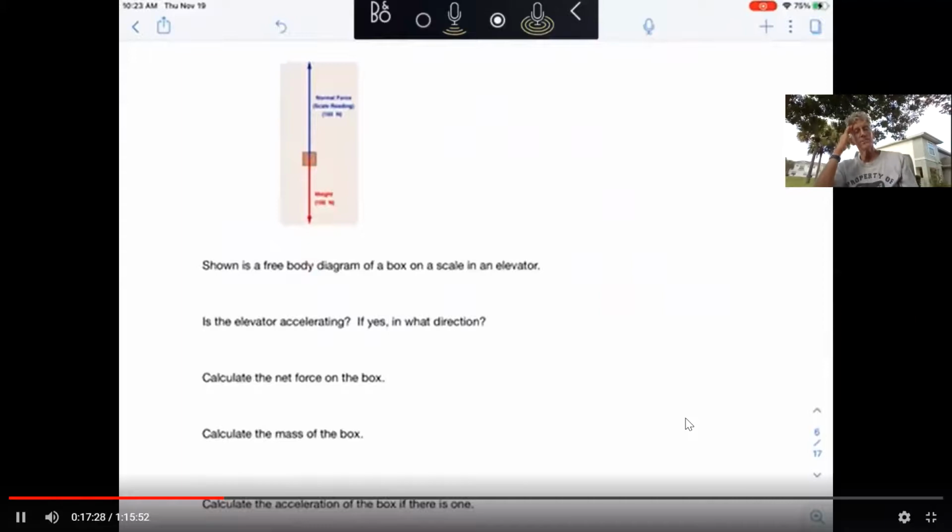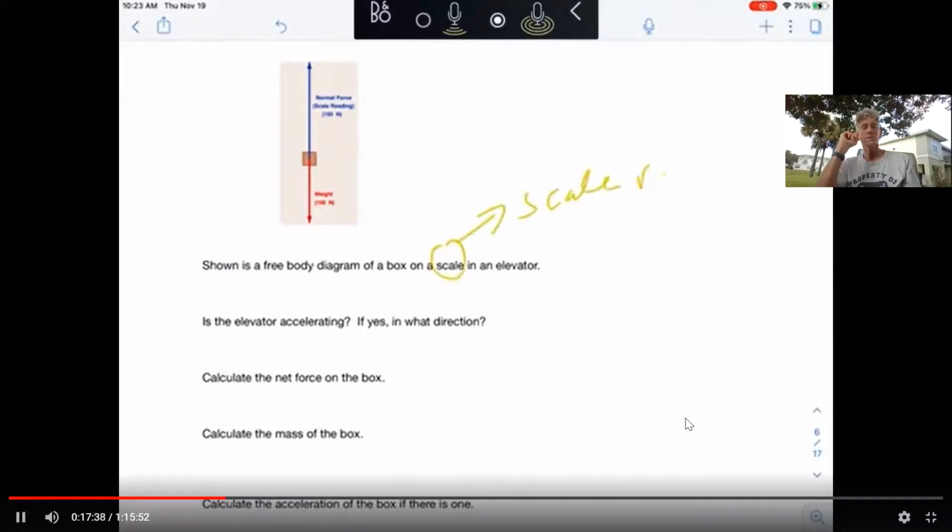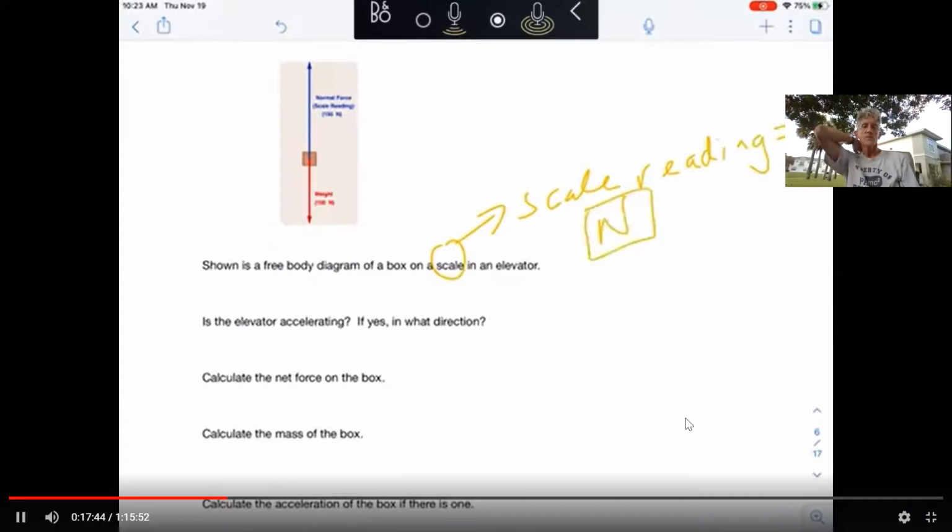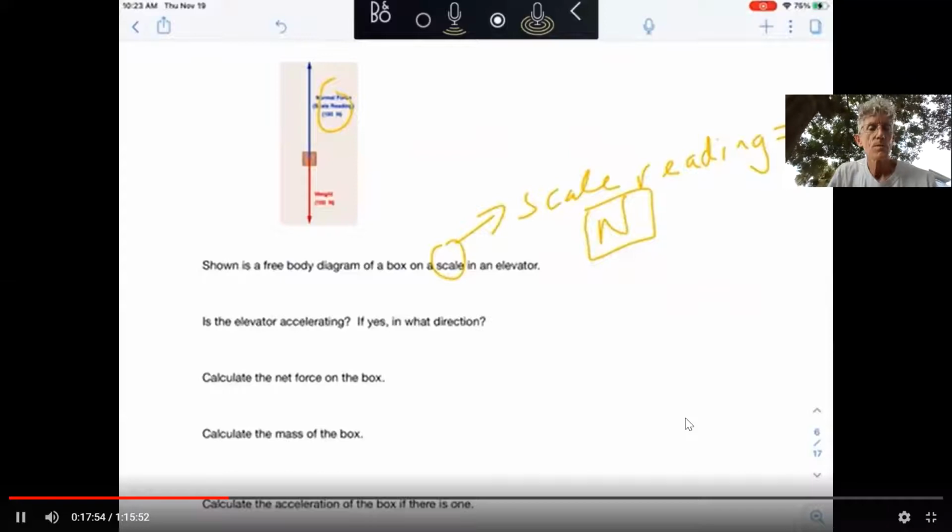So it's a free body of a box on a scale. Okay, so here, instead of the elevator, here's a box in the elevator. I can hardly see it. Upward force is normal force. And the normal force is the scale reading. Okay, you need to know that. And then the weight is the downward arrow that I can barely see in this video.